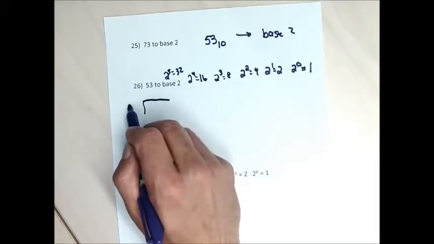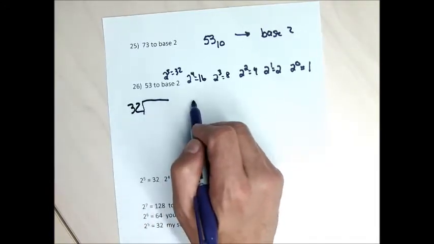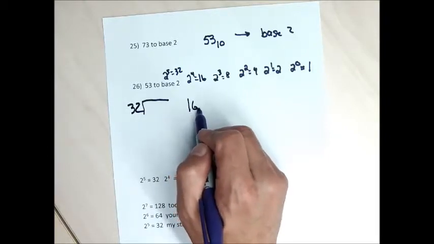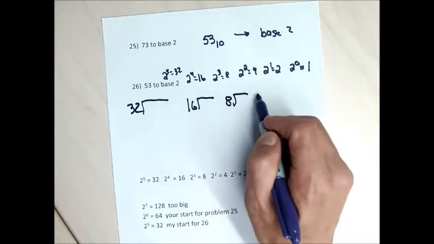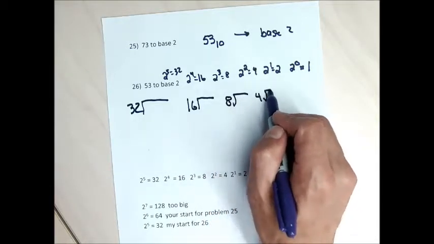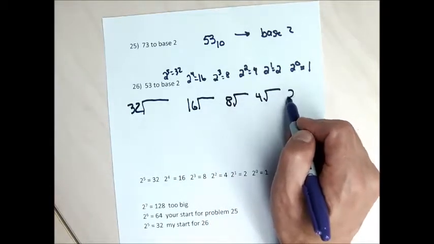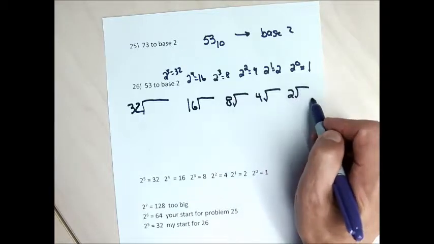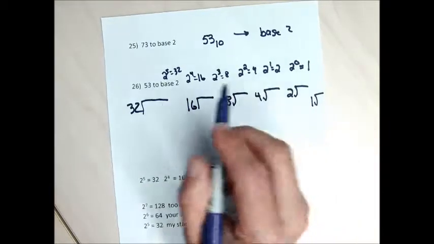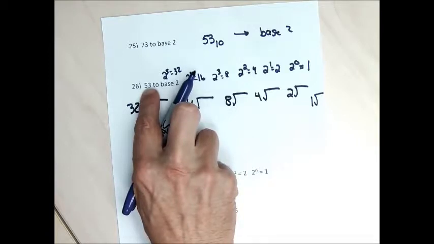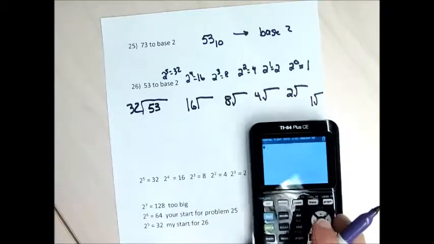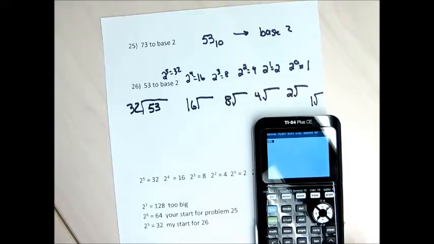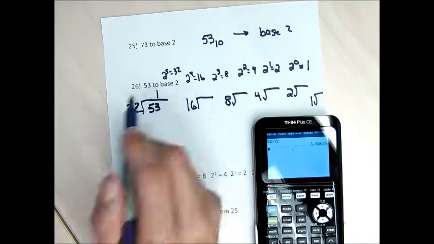I'm going to divide by 32. I'm going to divide by 16. I'm going to divide by 8. I'm going to divide by 4. I'm going to divide by 2. I'm running out of room here, and then I'm going to divide by 1. The number I'm going to put under my first division bar is the 53. I'm going to divide 53 by 32, and take the part that's not the decimal, so I'm going to go 1.